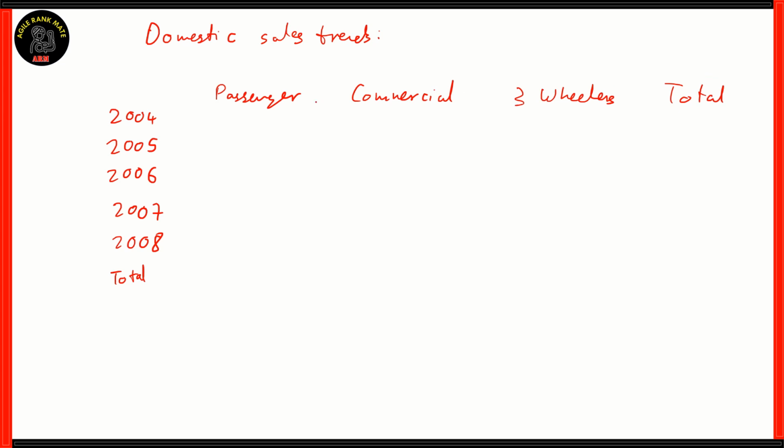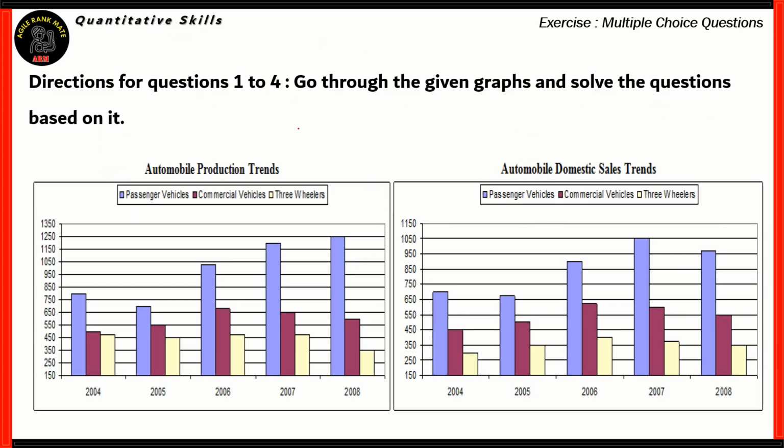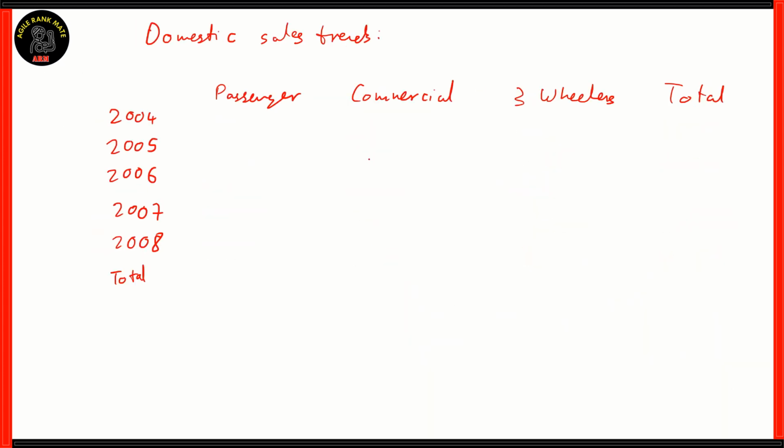So if you look at 2004, the number of passenger vehicles was 700, the number of commercial vehicles was 450, and the number of three-wheelers was 300. So we're going to interpret the graph as such, and we're going to fill it that way. So you get 700, 450, and 300 to get a total of 1450 sold. So we can do that for all of the years here. So that's how we're going to be writing down these numbers.